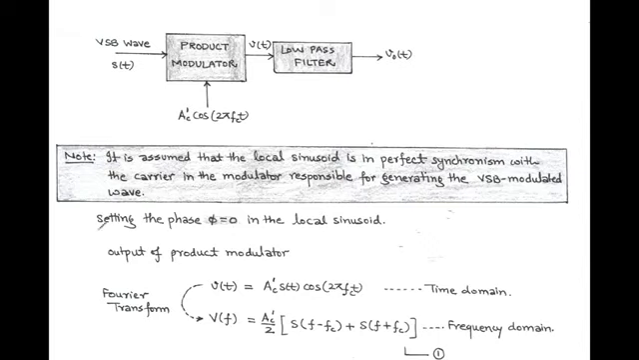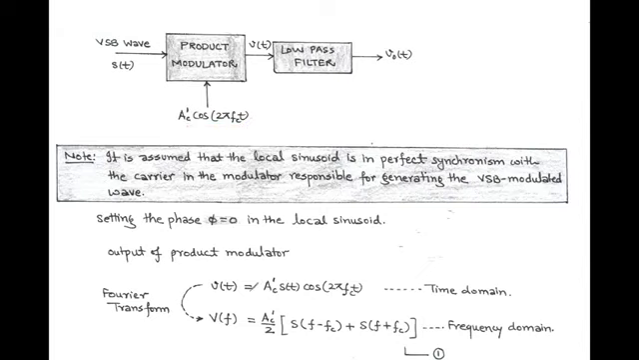For this, setting the phase phi equal to 0 in the local sinusoidal carrier, the output of the product modulator, that is v(t), equals Ac' s(t) cos 2 pi fc t. This equation is in time domain and it represents the product of the VSB wave, that is s(t), and the locally generated sinusoidal carrier having phase phi equal to 0.